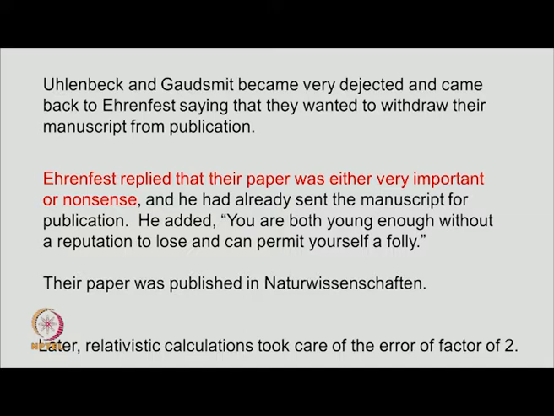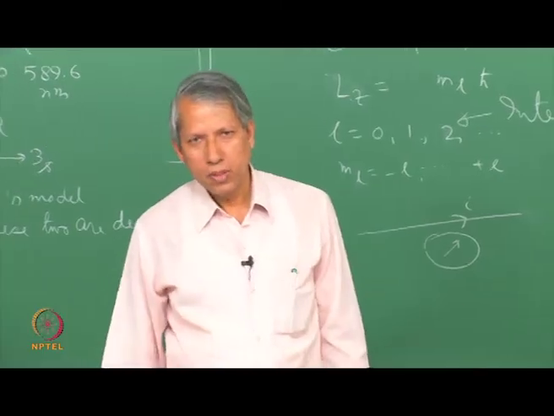So, Uhlenbeck and Goudsmit became very dejected and came back to Ehrenfest, saying that they wanted to withdraw their paper from publication. But Ehrenfest replied that their paper was either very important or nonsense, and he had already sent the manuscript for publication. Then he added that you are both young enough and you have no reputation so far to lose. So, you can permit yourself a folly, that is, if your suggestion turns out to be important, you will become famous, but if it does turn out to be nonsense, then you do not lose anything.